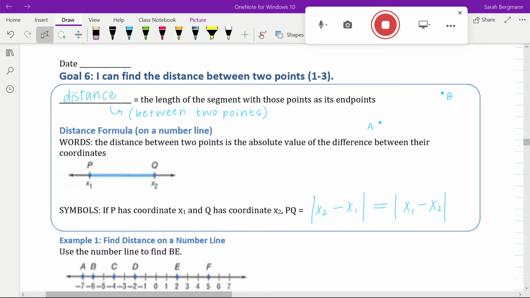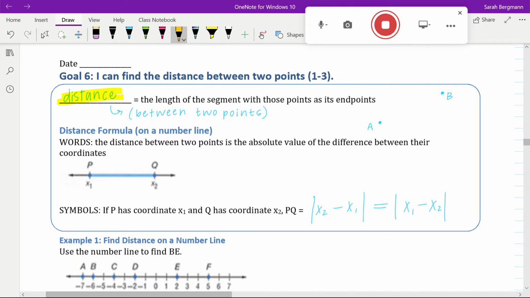Welcome back. The goal for today is to be able to find the distance between 2 points. First off, you need to know what distance in geometry means. The distance between 2 points is the length of the segment with those points as its endpoints.